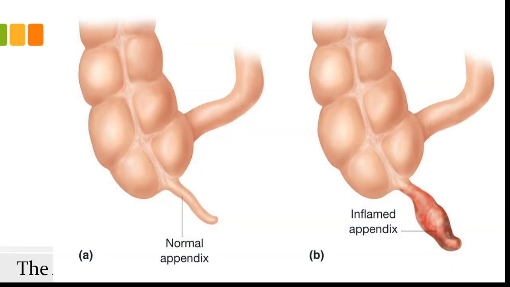So normally it looks like this. Remember, it's supposed to be like a finger, a vermiform, like a little worm, like your pinky finger. If it gets inflamed, it'll start to look like this, and it will hurt. Very, very painful. So if it gets to the point where you have the problem over and over again, or if it gets so bad that you can't stand it, they will remove it.